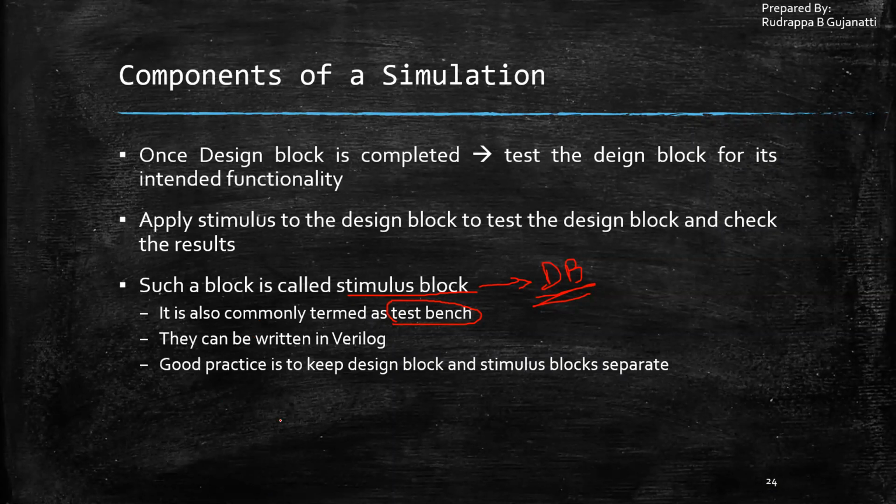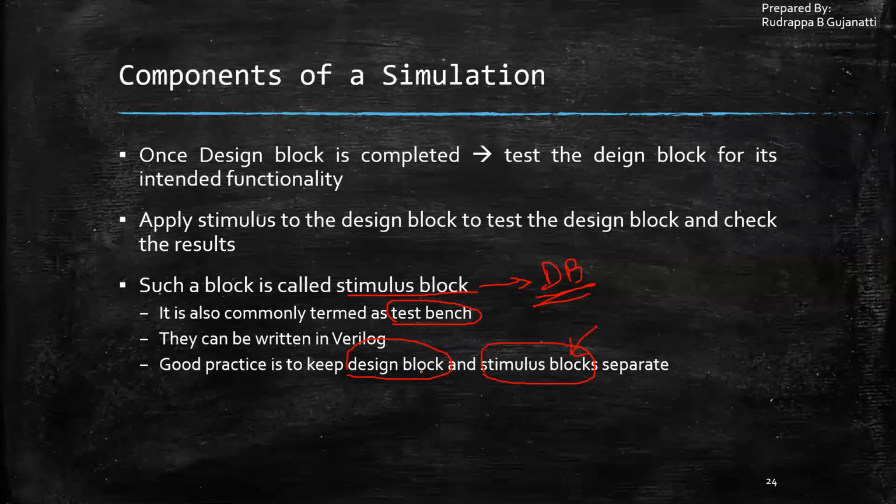Now, one good practice generally followed by developers is they build the design block separately and they build the stimulus block separately, so that if I have to make any changes in the stimulus block, add some conditions, remove some conditions, or put in all the conditions which are possible, or if any additional way of testing the design has to be done, everything can be done over here. So this can be done by a separate team and this can be done by a separate team.